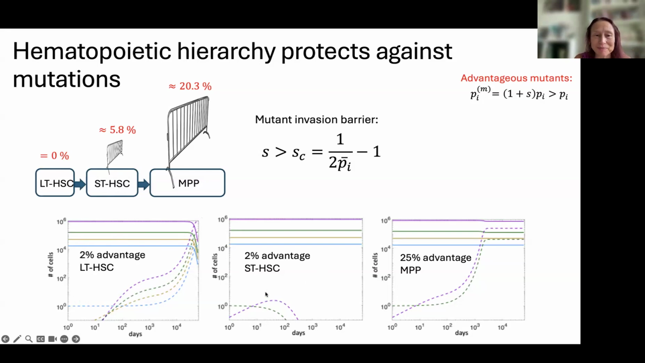And this is the simulation. I put it here and it dies out. Why? Because its advantage is not enough to overcome this barrier. I need at least 5.8 or a little bit more advantage for it to succeed. The third simulation corresponds to me putting a mutant here, but this mutant has a 25% advantage. So it's more than the barrier, it wins, okay, and establishes its own equilibrium. So if I took a 6% advantage and put it here, it would not do well, it would go away.